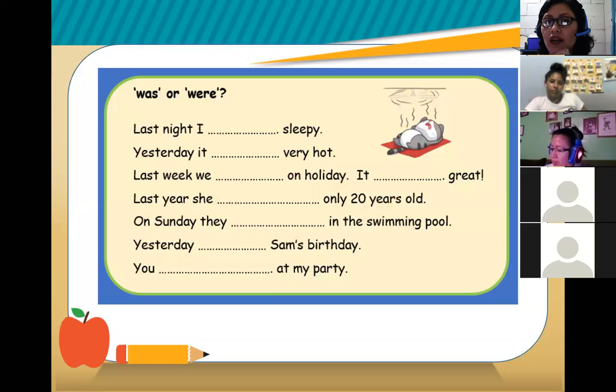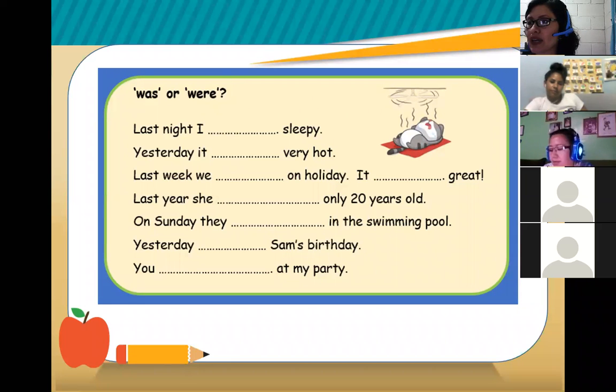Now, vamos a ver acá. Vamos a hacer un ejercicio, ¿ok? Con la forma afirmativa. ¿Cuál es la forma afirmativa, dijimos? Was and were. Muy bien, ¿ok? So, let's go ahead and read the sentences, ¿ok? It says, last night I ¿qué? Was. I was. Muy bien, ¿ok?